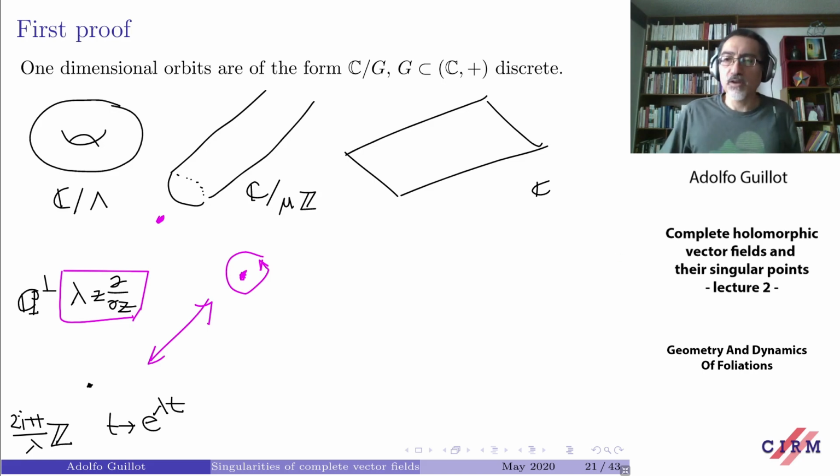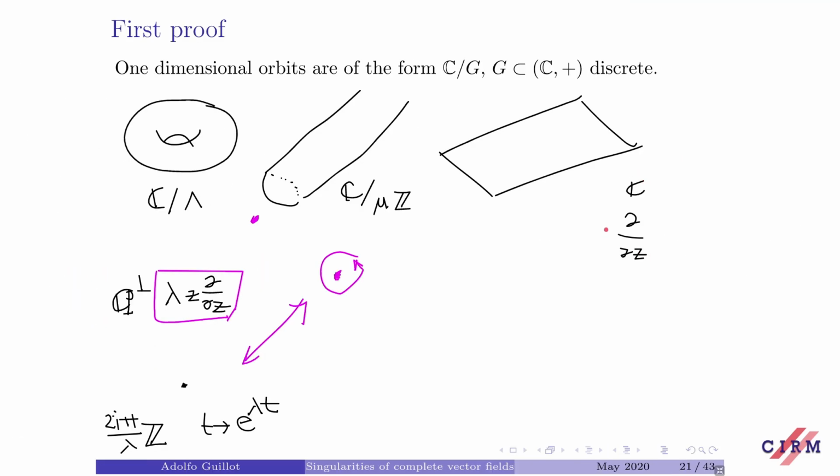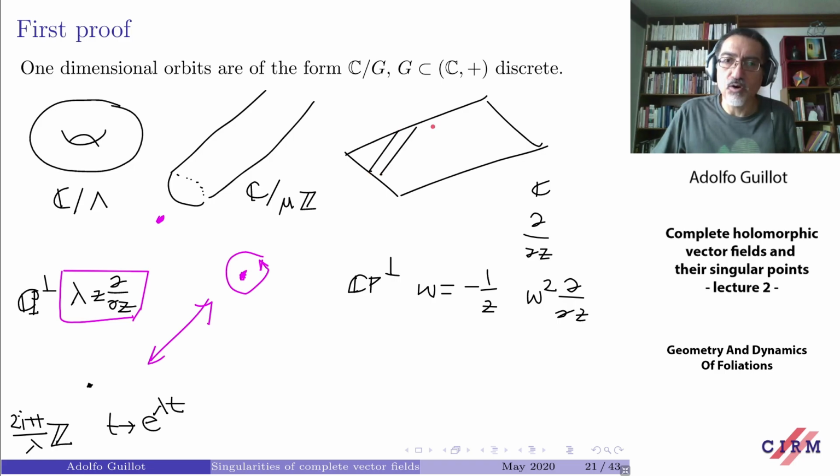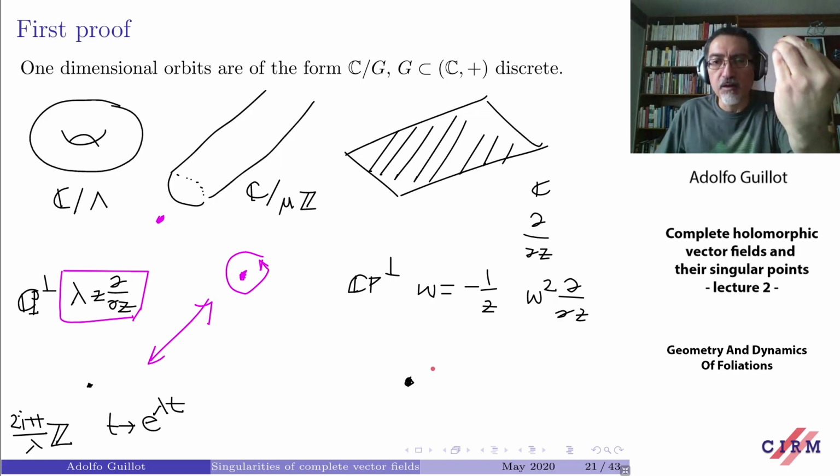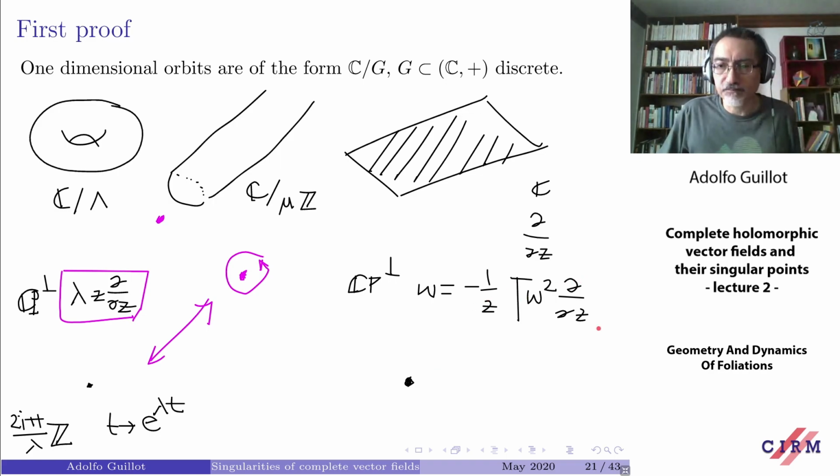Okay? So let us see now what happens in the second case. So here, this vector field is given by d over dz, this orbit, and then it can also be compactified into P1 by considering the variable w equals -1 over z. So in this new variable, it turns out that your vector field reads w squared d over dw. Okay, so this orbit has one end, and in P1, I can compactify it by adding just one point. And when I do this, I will have this vector field. And the same argument applies.